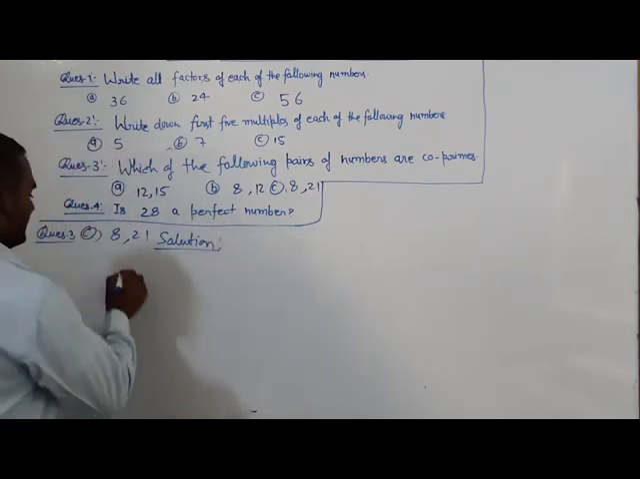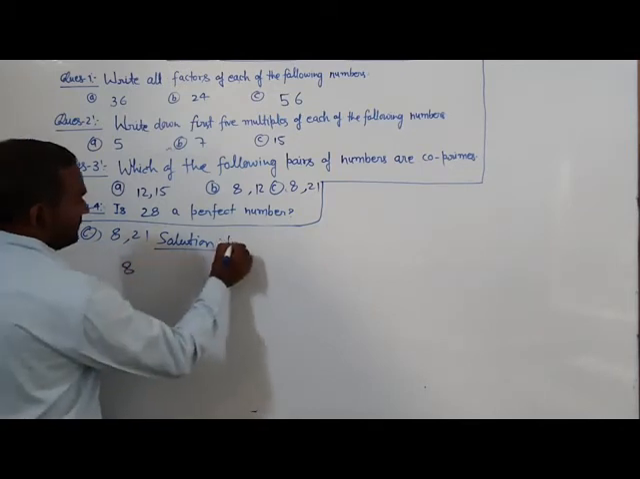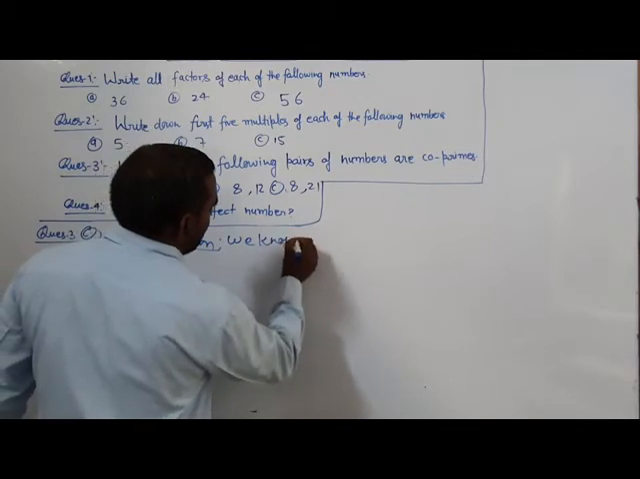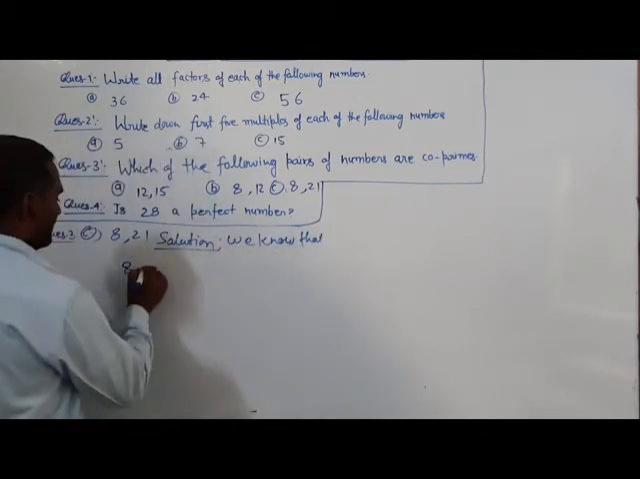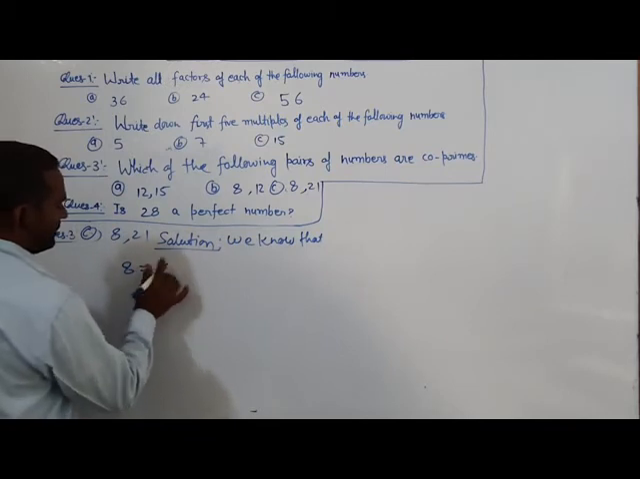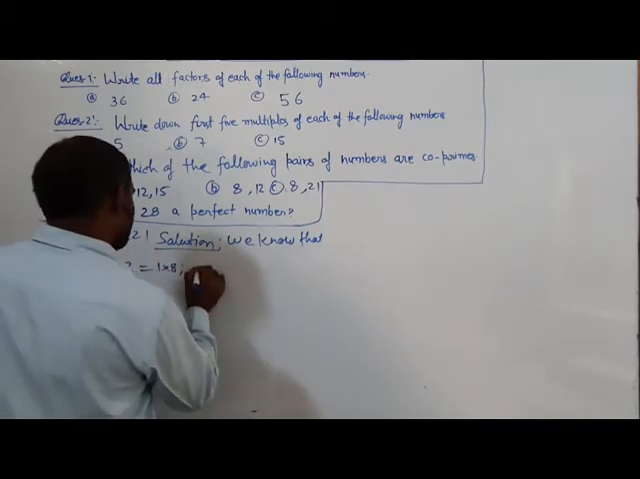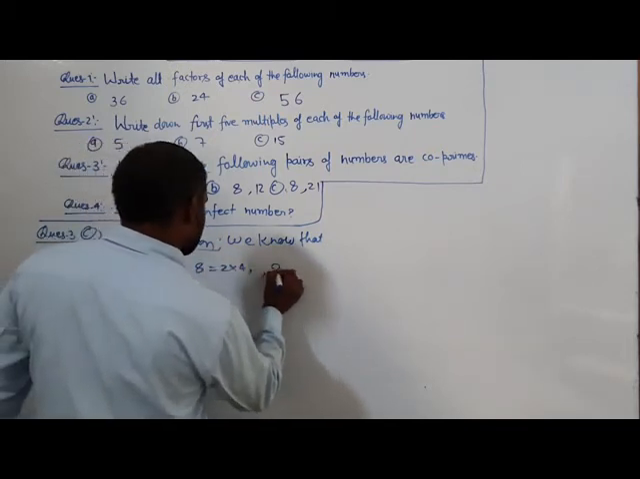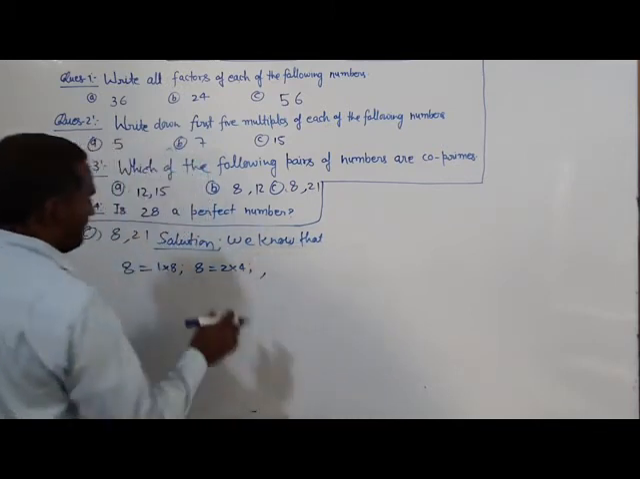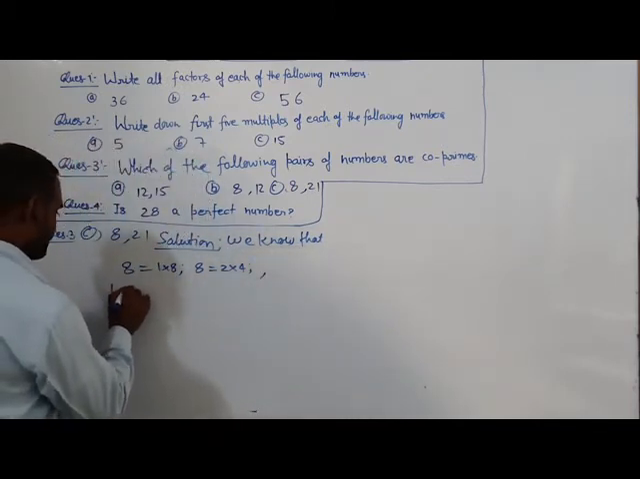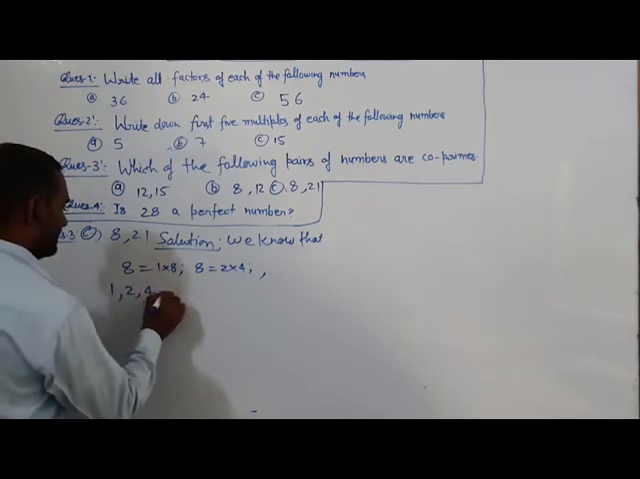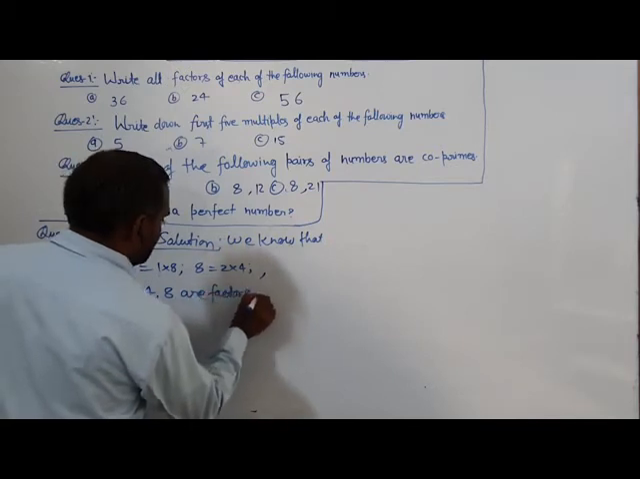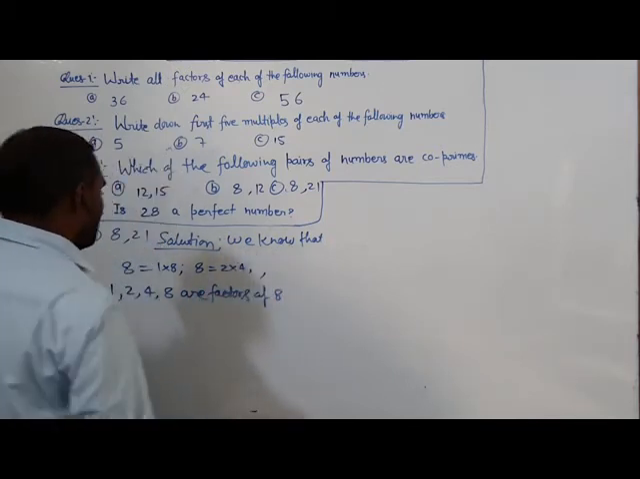Here 8 can be written as, we know that 8 is equal to 1 into 8. 8 is equal to 2 into 4. Follow this, these are the factors. 1, 2, 4, 8 are factors of 8.